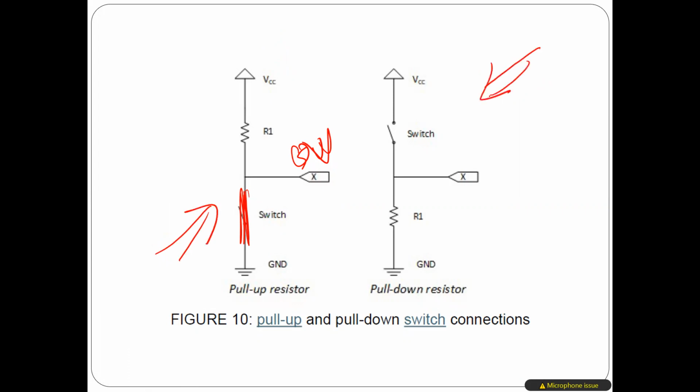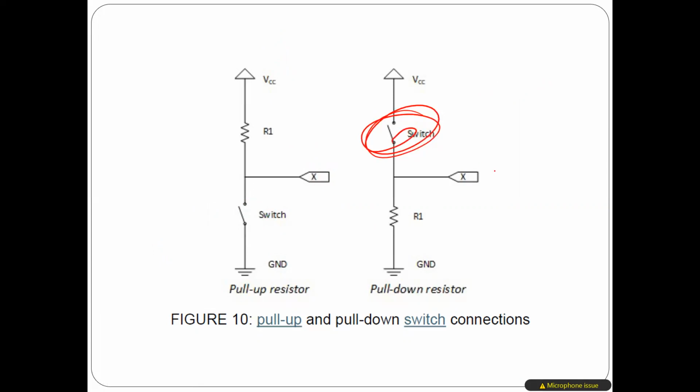The other way to do it, I can put the switch here and put the resistor here. That's what we call pull down. Let's see how it is different. In this case, if the switch is open, I'm going to get 0 volts, because it's similar to ground here. But if the switch is connected, I'm going to get 5 volts. This is the main difference.